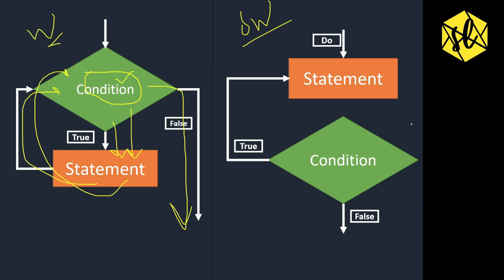In do while, the procedure to achieve this goal is something different. In that, first of all, we do the statement. First of all, do this statement. After that, what happens? After executing the statement once, the program, or you can say the compiler, checks whether the condition is true or false. If the condition is true, then the statement is executed again. If the condition is false, then the program will terminate.